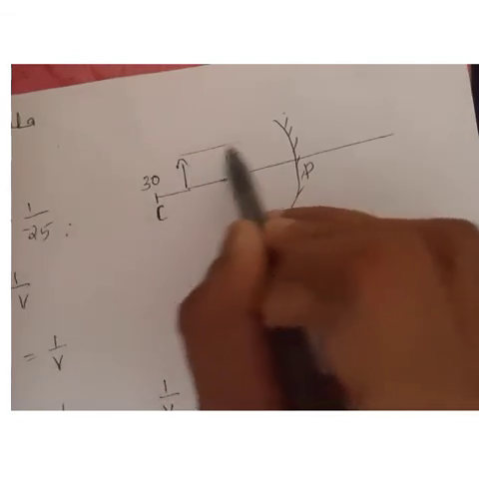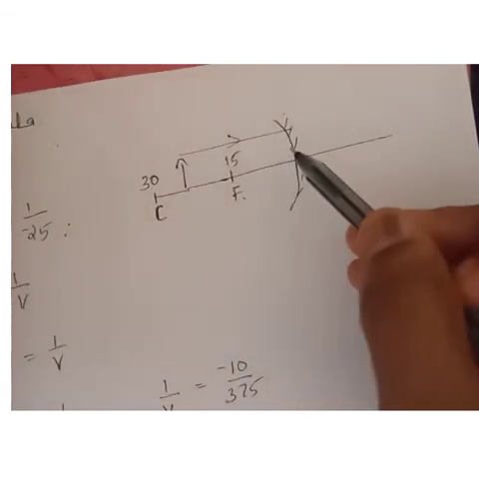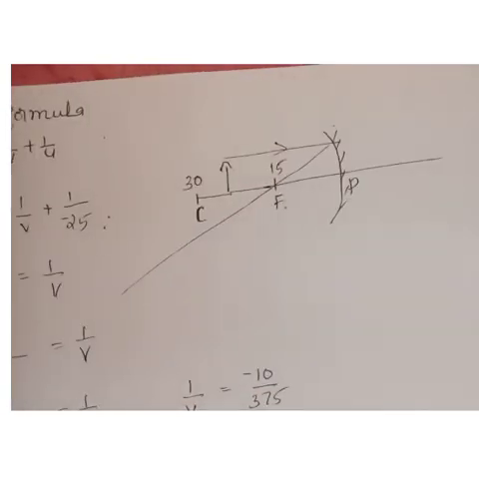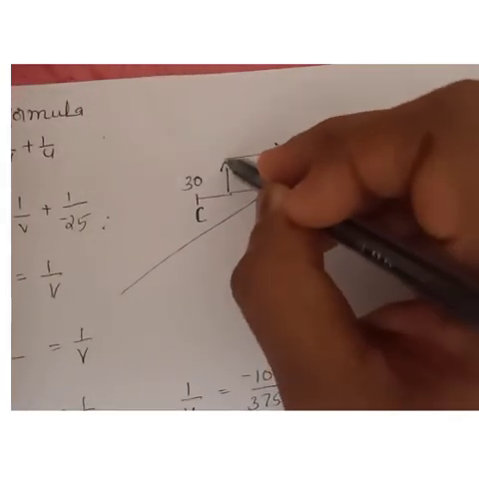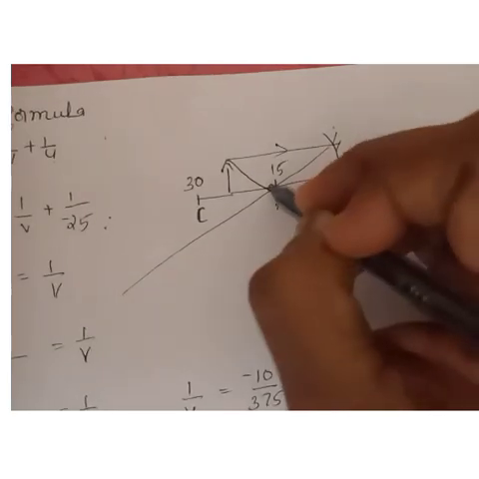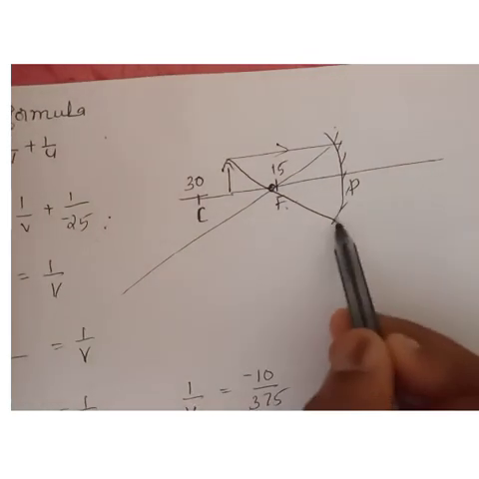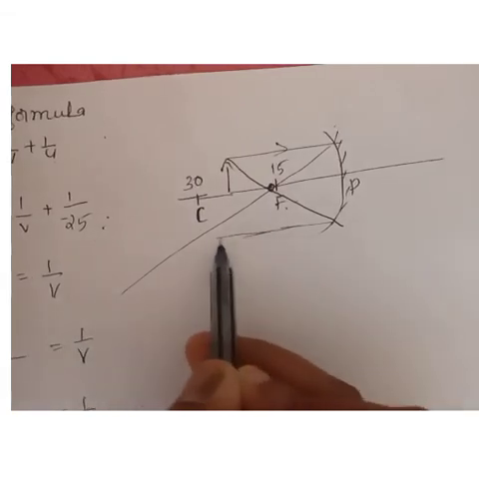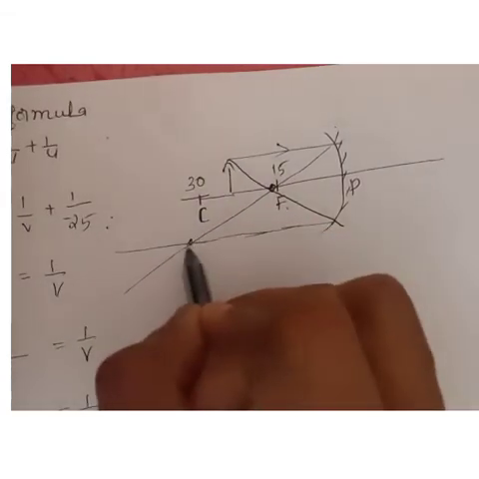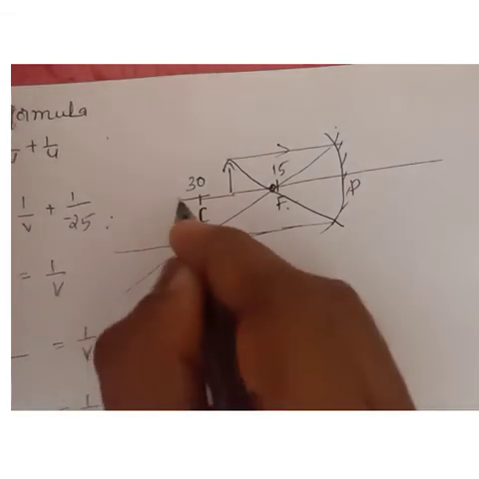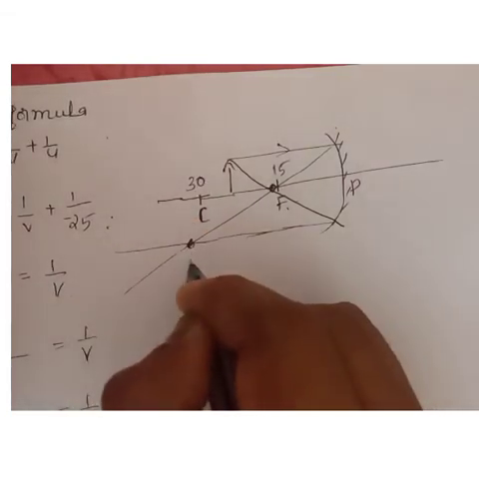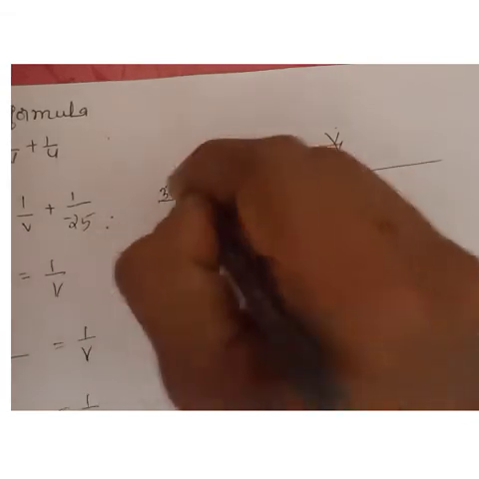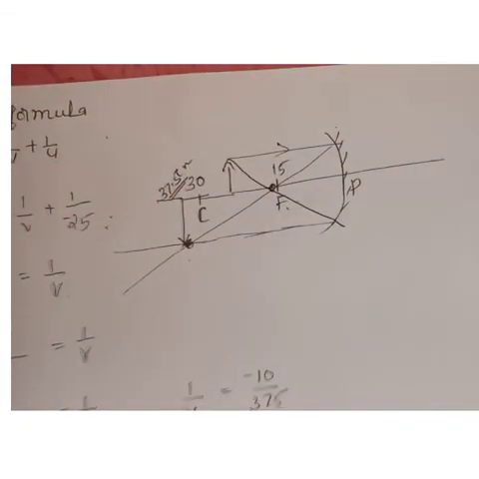First we have to draw a ray parallel to the principal axis, which after reflection passes through the focus. And one more ray passes through the focus, and it emerges parallel to the principal axis. So here the two rays meet, and you get the image here. It is 37.5 centimeter. Okay, so this is a rough one.